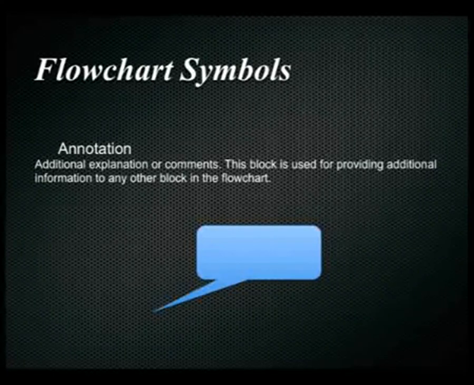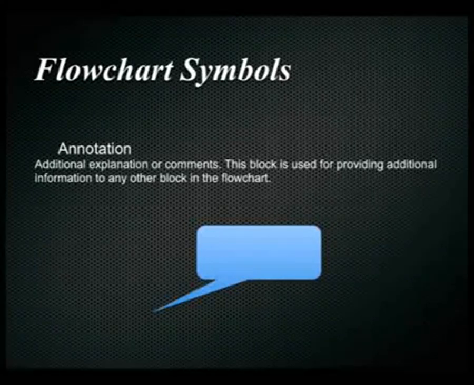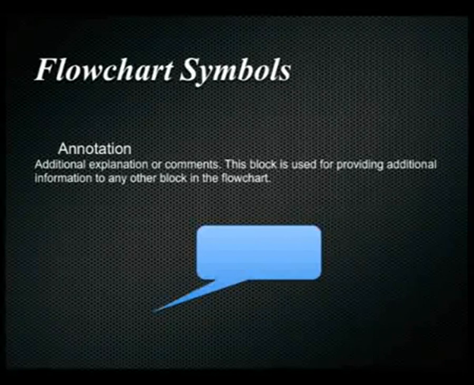So an annotation symbol is simply a call out. The call out box points to the block in question, and then you put your additional information inside it. This is where you can put your English written statements that you might need to use to clearly describe something that might be a little bit vague inside a process or input-output or decision block for that matter.